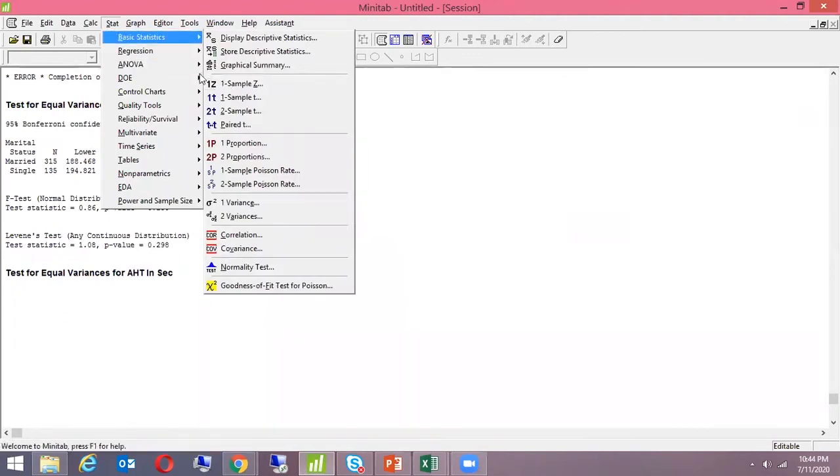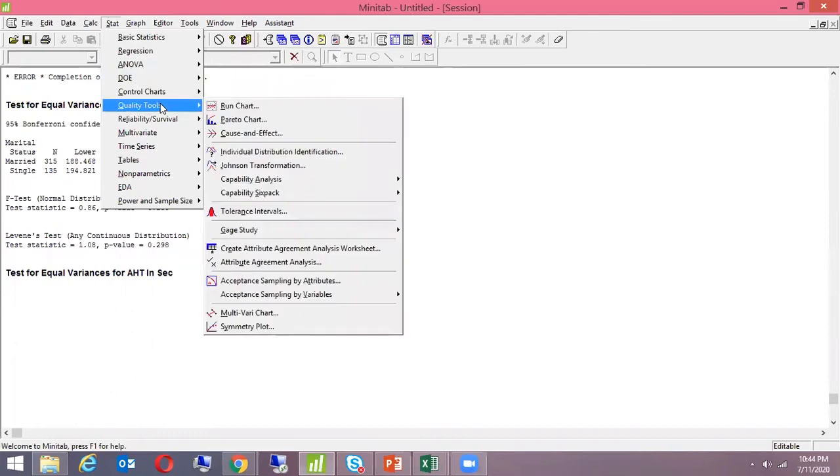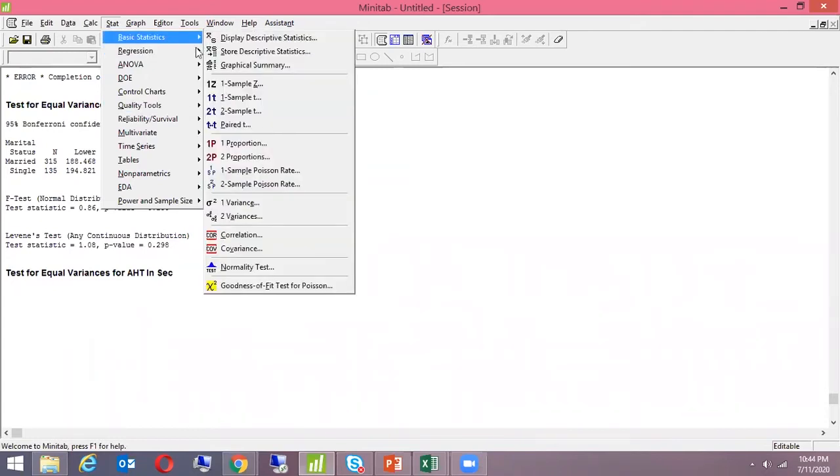I also forget because I don't use it on a daily basis. Two sample. It's in basic stats here. Yeah, so two sample T test. Okay.